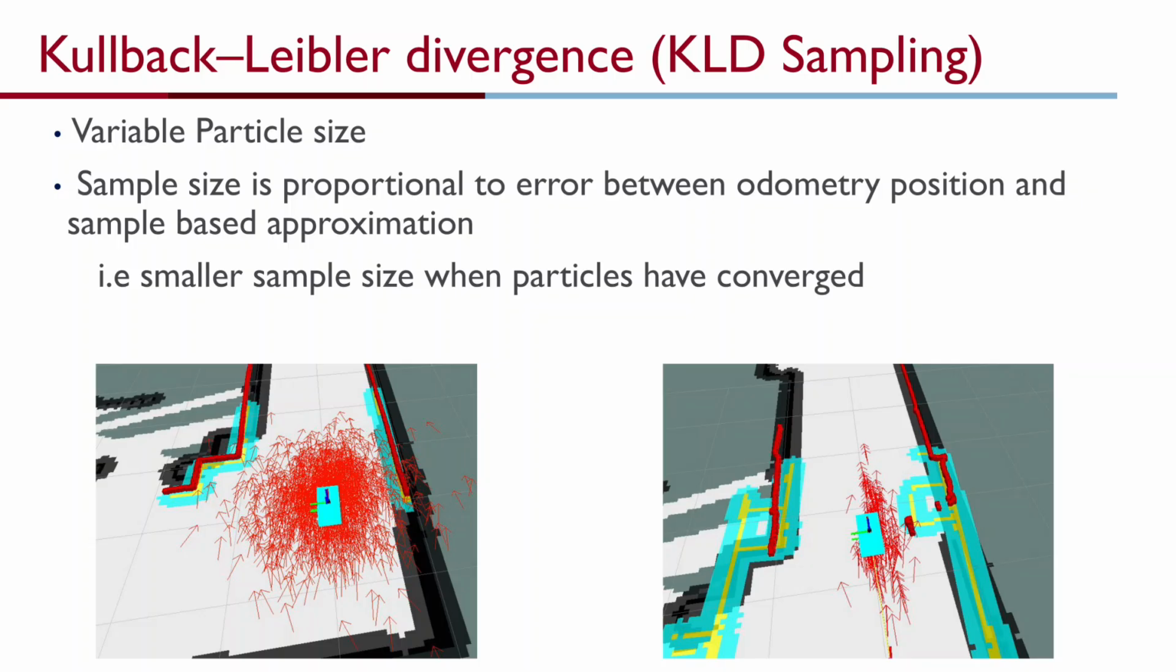When the robot's position is highly uncertain, the particle cloud needs to be very large, as shown in the first figure. But as the robot moves and the estimate becomes more confident, the particles converge and the cloud becomes smaller. In this way, KLD sampling removes redundant particles and significantly improves performance.